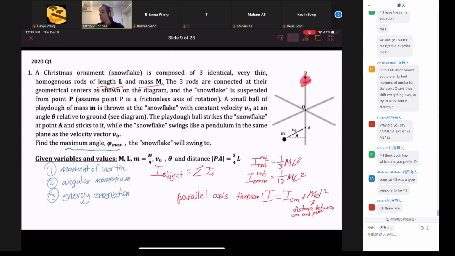So whenever we have things that we need to calculate the center of mass for, we break up the object into its individual components, calculate the moment of inertia of each component relative to the pivot point, and then add all the moments of inertia together. Are there any questions about this?